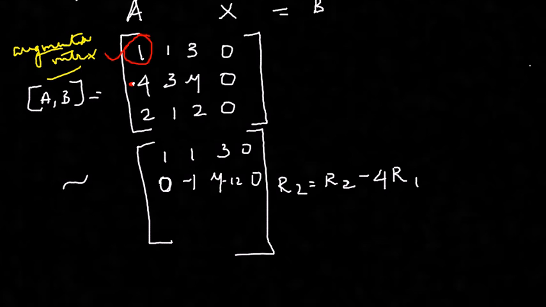Okay, then the third row will become, if I want to make this element 0, I will say R3 is equal to R3 minus 2 times R1. Then only this will become 0. So 2 minus 2, 0. 1 minus 2, minus 1. 2 minus 6, right? So it becomes minus 4. And the last one remains 0.